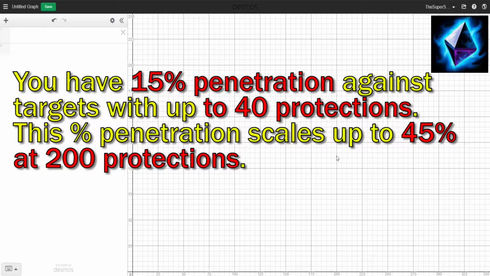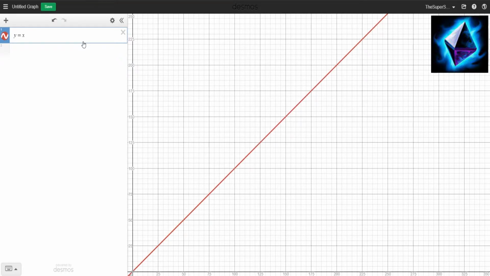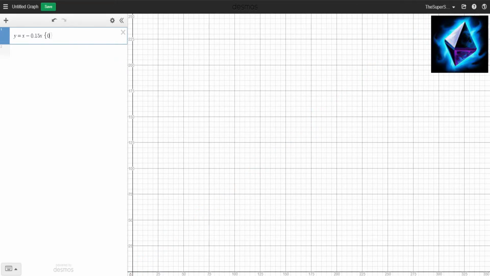this penetration number. For that, we're going to use a graphing calculator because it's just easier to do it this way. The first part of the passive says that anything under 40 protections, you have 15%. So for that, we're going to make Y the protections that you have left, X your initial protections, and then we have the equivalent of 15% of X as penetration. Now this only applies for values of between 0, less than or equal to your protection value, which has to be less than or equal to 40.